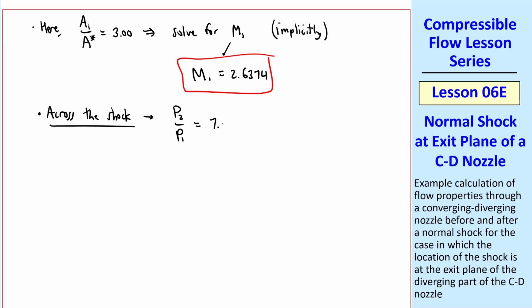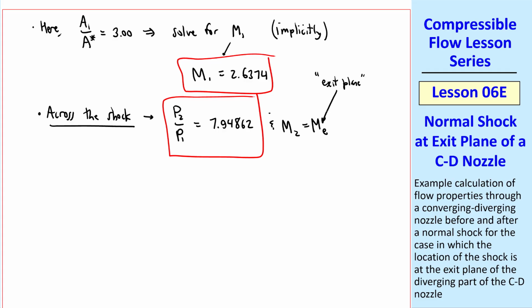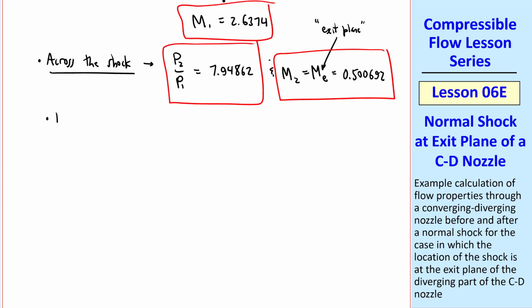Now we go across the shock, and again with our previous equations, or using the compressible aerodynamics calculator, the pressure ratio P2 over P1 across the shock is 7.94862, and M2, which we'll call ME, where E stands for exit plane, is just above 0.5, 0.500692. Now I'll ask the students, how can we calculate the back pressure PB using ratios wisely?